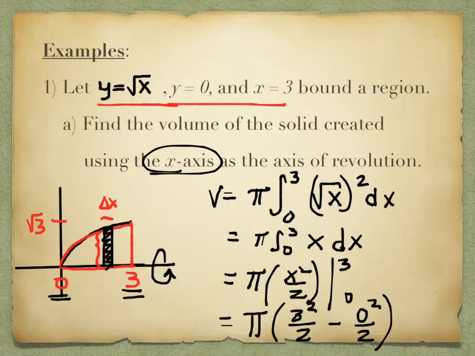So what is 3 squared over 2? It's 9 over 2, right? And then I've got the pi on the outside, so this is 9 pi halves.